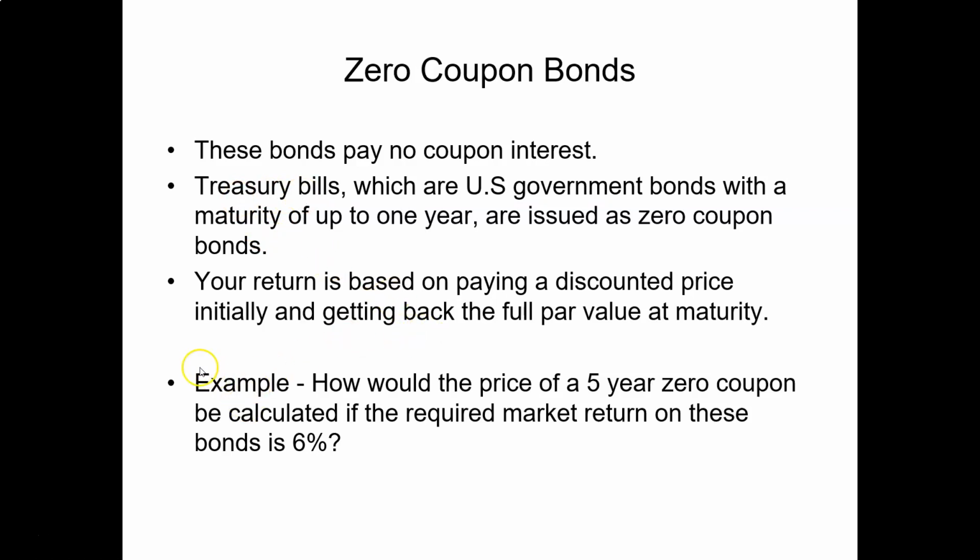Now let's consider an example. If we are holding a 5-year zero coupon bond, given the discount rate at 6%, what would be the market price for this 5-year zero coupon bond? We can calculate the present value as the face value of this bond divided by 1 plus discount rate to the power of this maturity as 5 years.